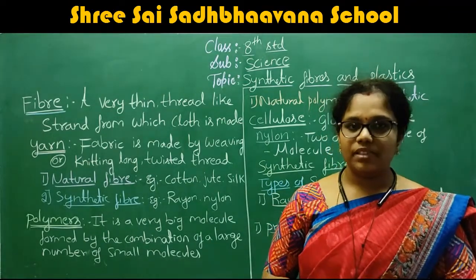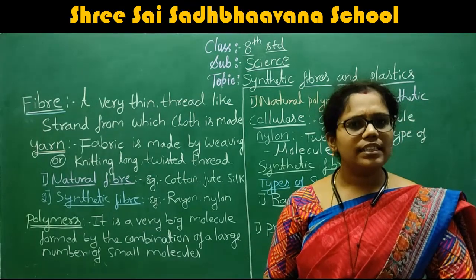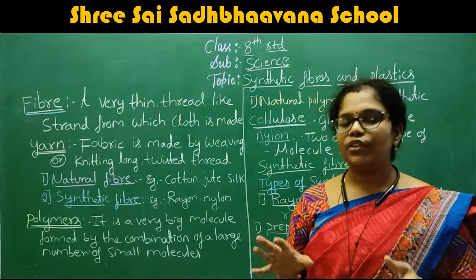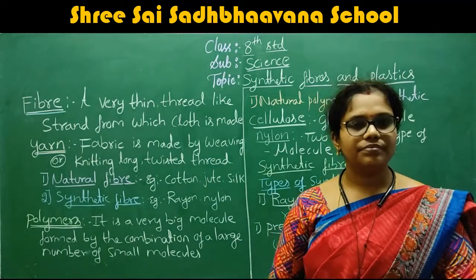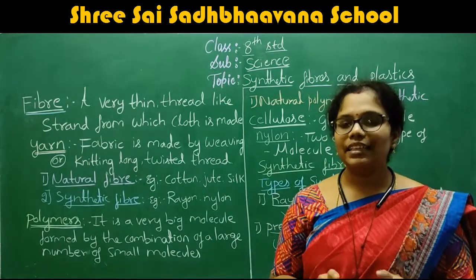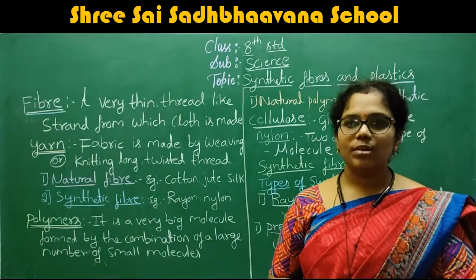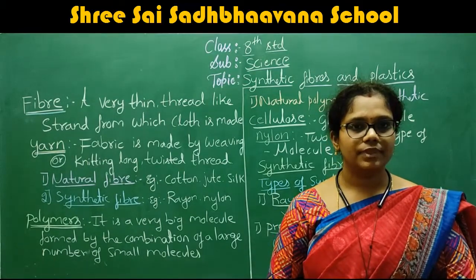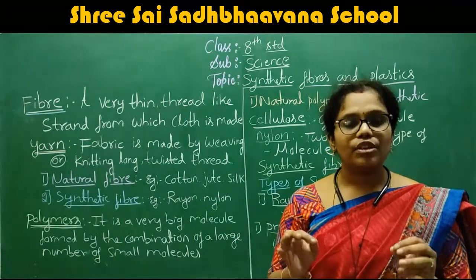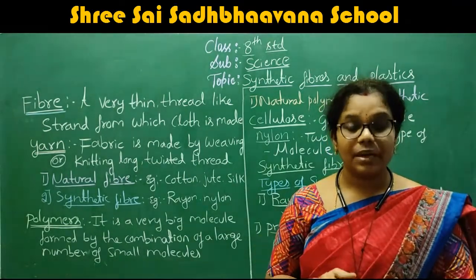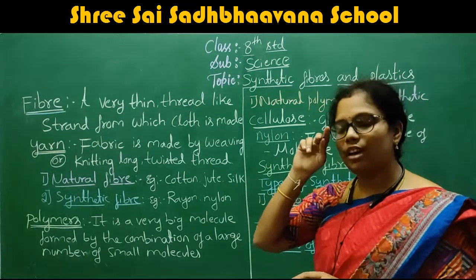After studying natural fibers, now we are going to discuss synthetic fibers. What are synthetic fibers? If fibers are obtained from nature, we call them natural fiber. Then what is synthetic fiber? Synthetic fiber is also called artificial fiber. What exactly is the definition of synthetic fiber? The fibers which are obtained from man-made sources. Man-made fibers we call synthetic fibers.